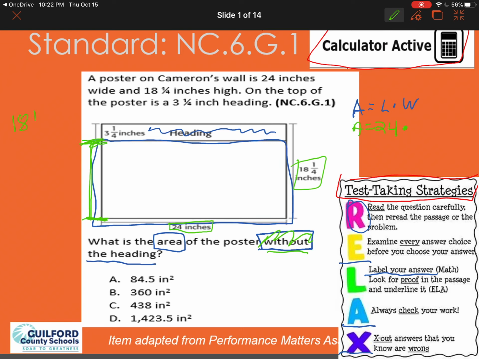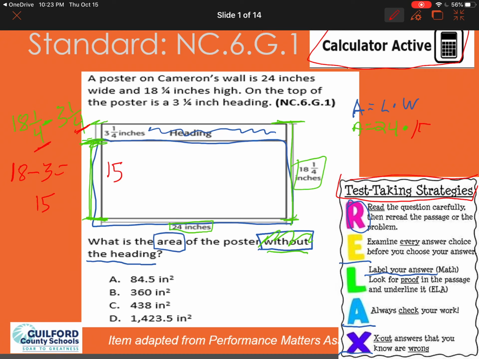So we have 18 1/4. And we're going, that's the entire width of the entire poster. But we need to take off this heading. So we're going to take away or subtract 3 1/4. So in order to do that, these 1/4 right here and right here actually cancel each other out. Because a quarter minus a quarter means it's 0. So that's going to bring us to 18 minus 3, which is 15. So that is our width.